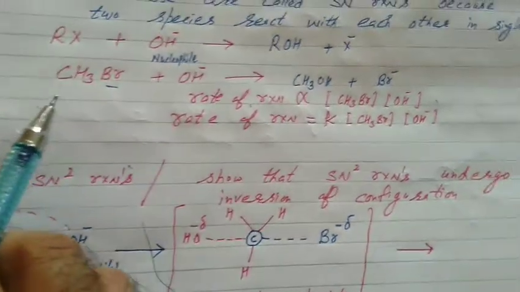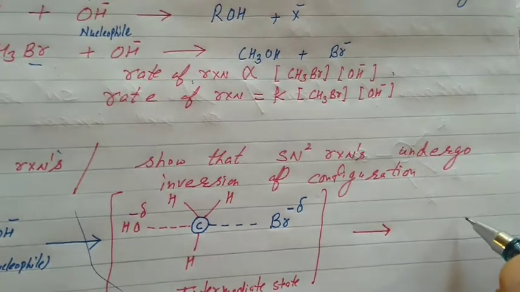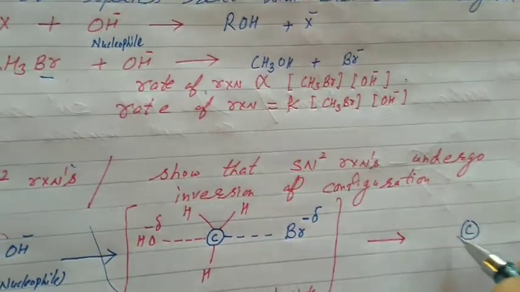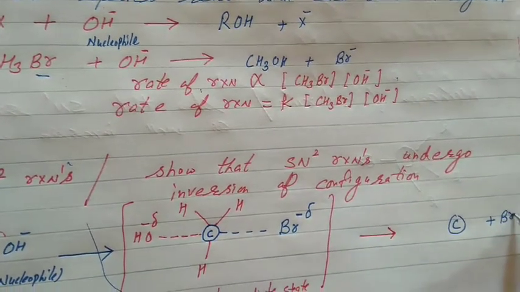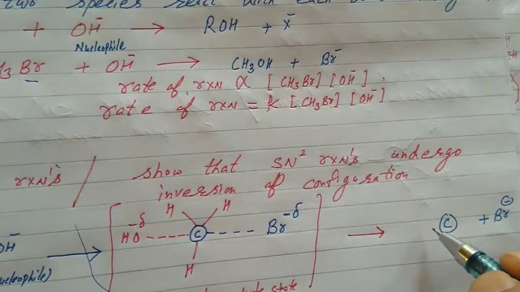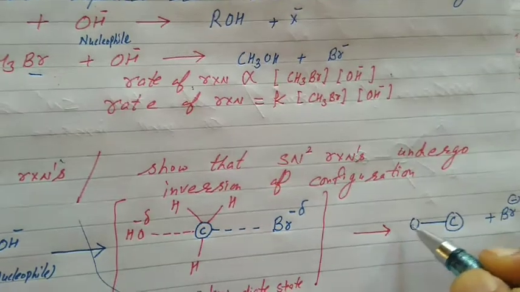When the transition state is formed, immediately the reactant changes to products. Students, it's clear what happens. That's the alpha carbon, shown with the help of a circle. The leaving group eliminates. The leaving group is the halide ion. The leaving group eliminates and the nucleophile approaches the alpha carbon. The nucleophile is OH.